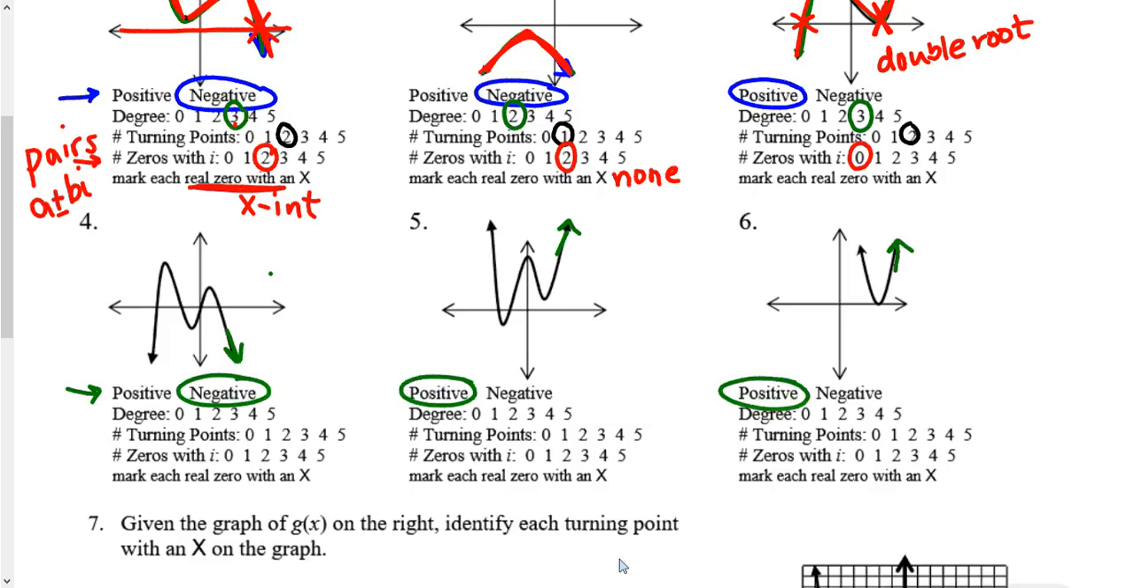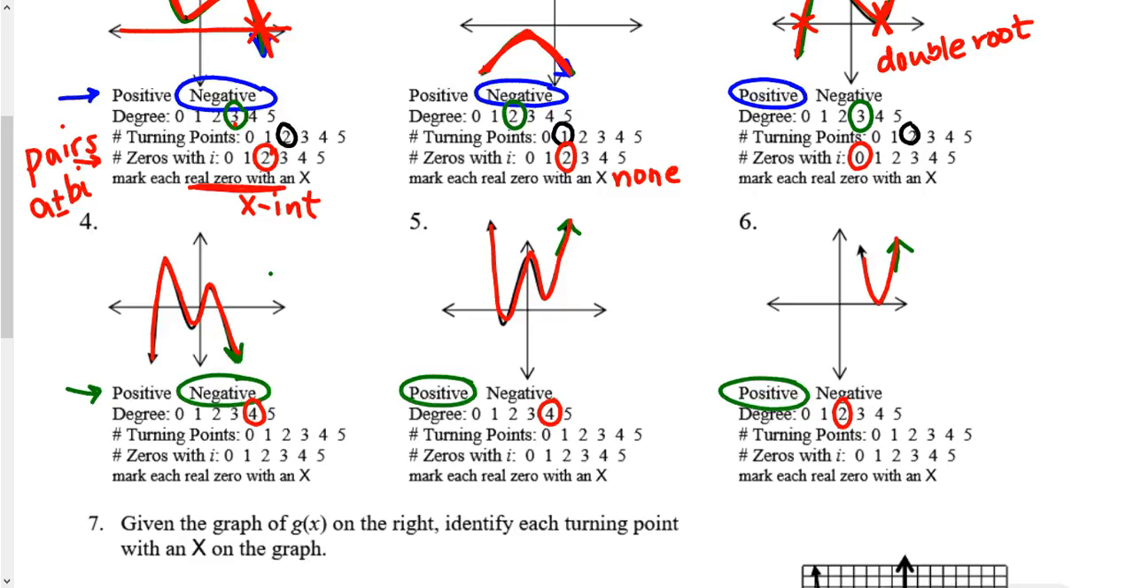All right, when we go to do the degree, we're going to count the number of branches. Number 4 has 1, 2, 3, 4 branches, so that's a 4th degree function. Number 5 has 4 branches, so that's a 4th degree function. And number 6 only has 1, 2 branches, so that is a 2nd degree function.